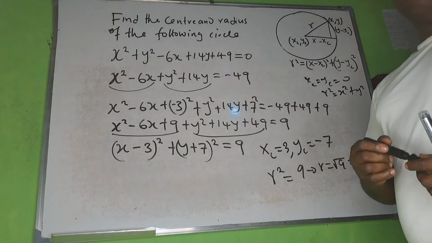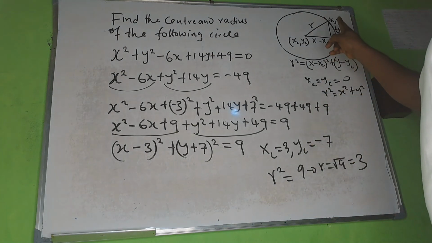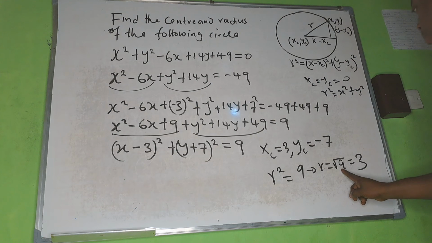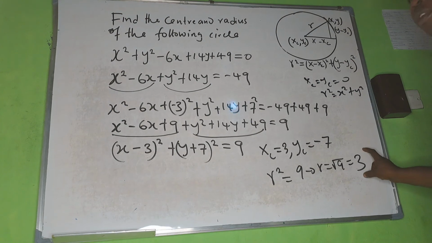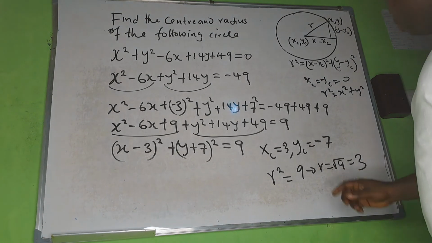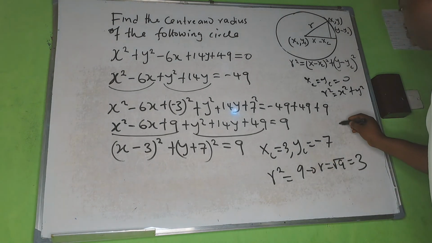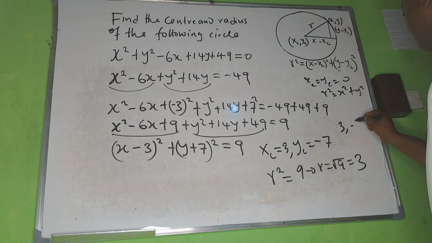Root 9 is plus or minus 3, but here the radius of the circle cannot be negative. So we choose the positive value of this radius. So the coordinate of the center will be 3, minus 7, and r is 3.